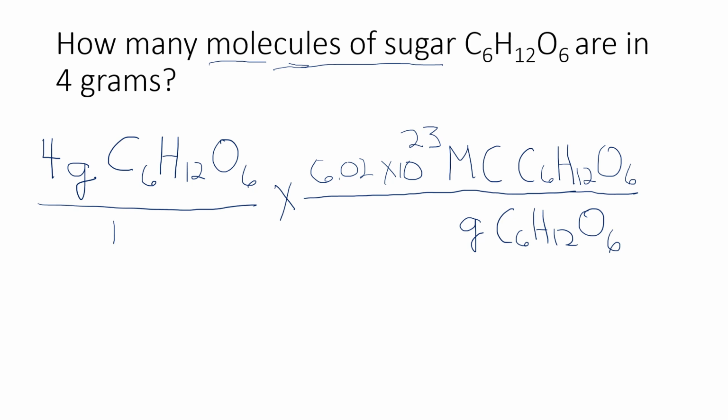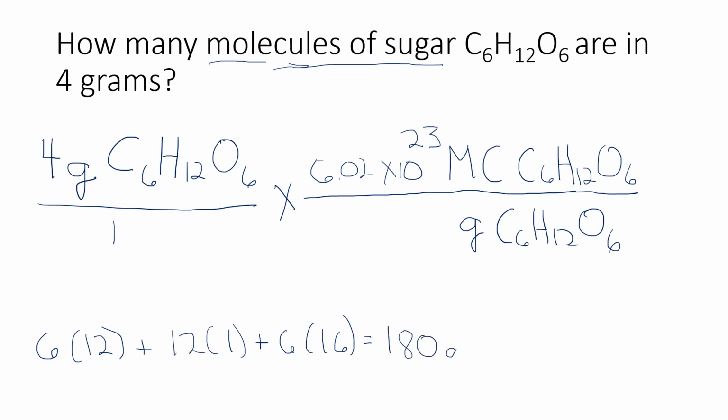So if I go to the periodic table and I look up carbon, it has a molar mass of 12, but this formula has 6 of them. So for the carbon, I'm going to take 6 times 12. Then I have 12 hydrogens, and the mass of each hydrogen is 1. And then I also have 6 oxygens, and the mass of an oxygen is 16. If I run all of that through my calculator, I come up with 180 grams. So I'll fill in 180 grams on the bottom. And now we just need to run that through a calculator.